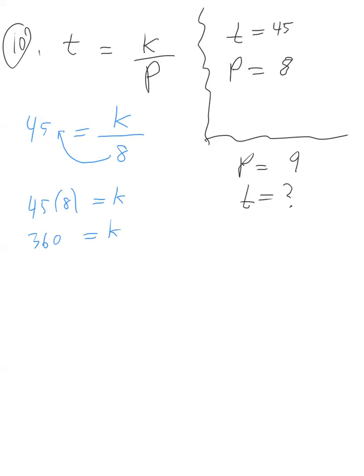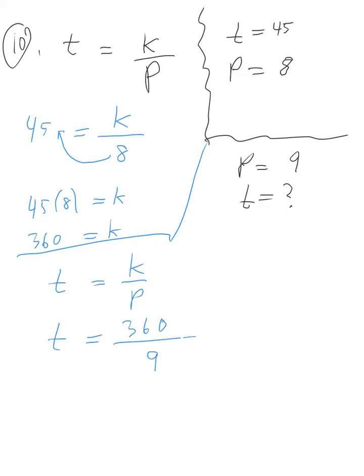So now I'm going to go ahead and do the second part of the problem. I have time equals k over p again. Now I don't know the time, so time is unknown. But I do know the k. It's 360. And this time the number of people is 9. So the time is 360 divided by 9, which would equal 40. So it would take 40 hours for 9 people to do the job if it took 45 hours for 8 people to do the job.